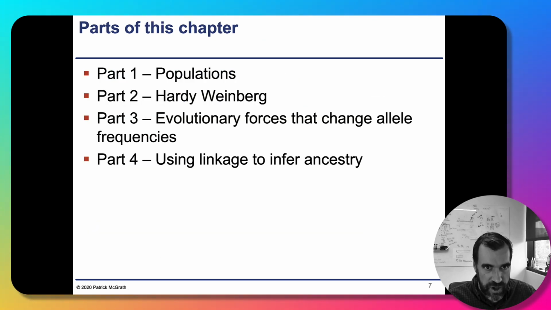All right, so we are going to cover this in 4 different parts. We're going to talk first about populations. What is the definition of a population? And then how do you measure genetic variation within that population? Then we're going to talk about Hardy-Weinberg, and then part 3 will be the evolutionary forces that change allele frequencies, and finally part 4 will be using linkage to infer ancestry.